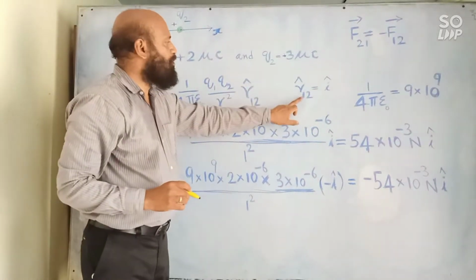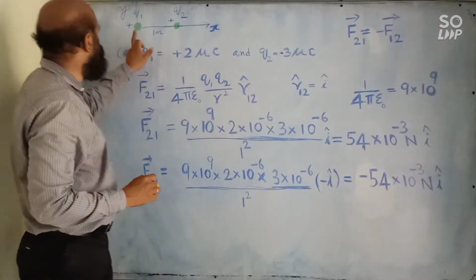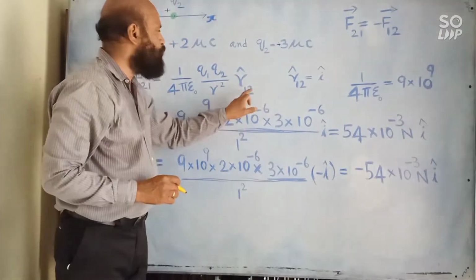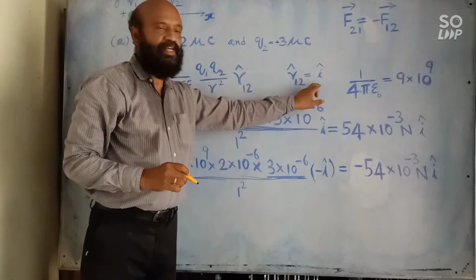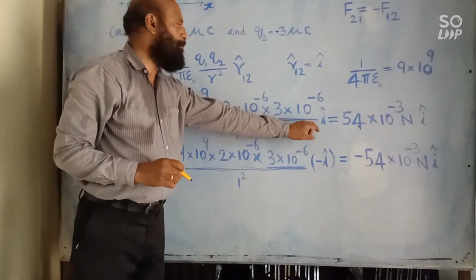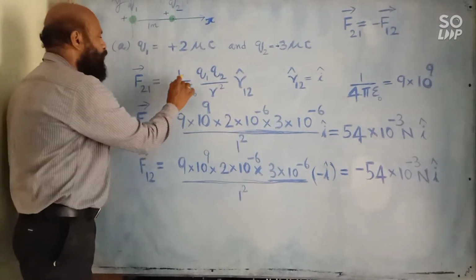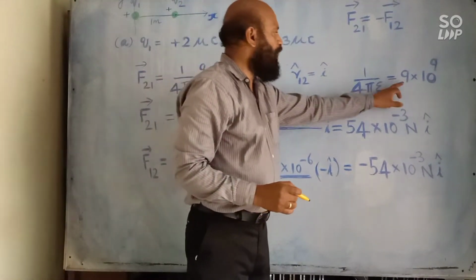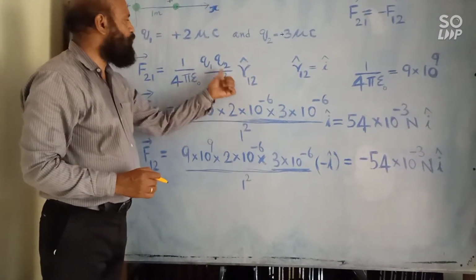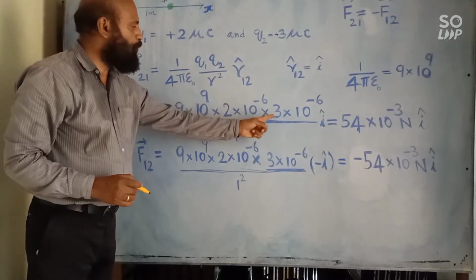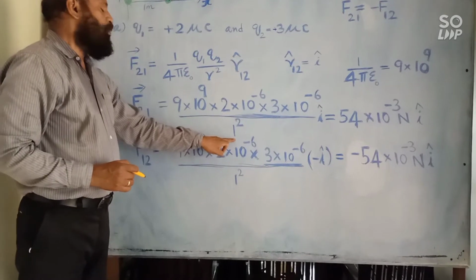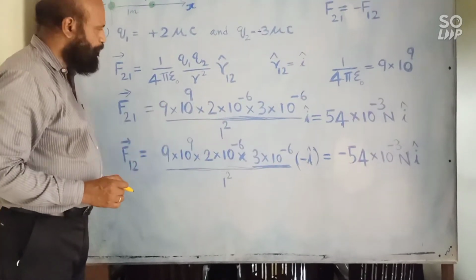So the force is along the positive x-axis, from the first charge to the second charge. So it is I cap. R12 cap can be written as I cap. Then the value of 1 by 4 pi epsilon 0 is 9 into 10 raised to 9. Then first charge is 2 into 10 raised to minus 6. Second charge Q2 is 3 into 10 raised to minus 6. And the distance between them is 1 meter, so R square is 1 square.